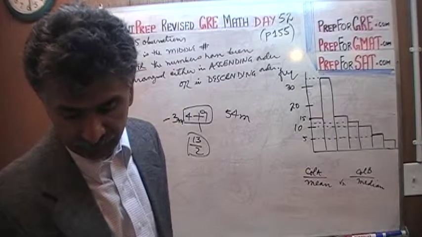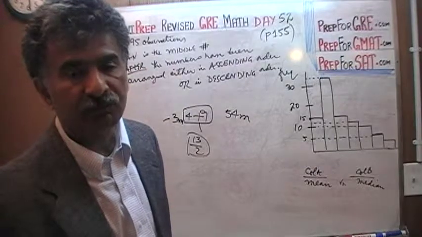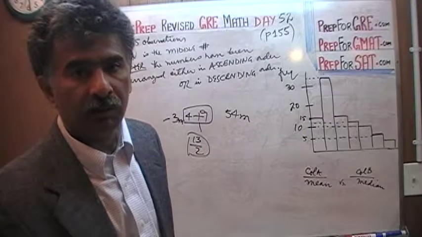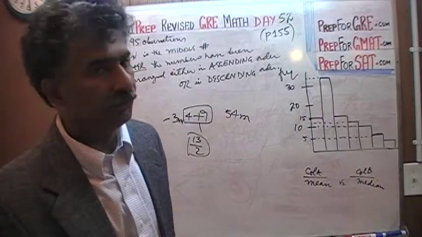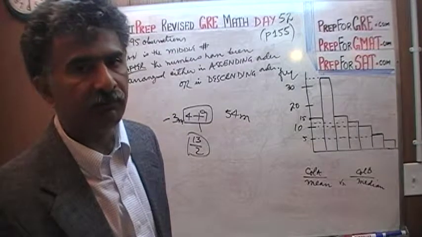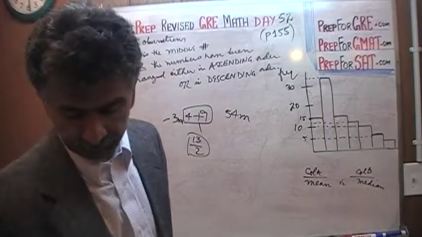Finally, in the very last bar, it looks like they had about 3 observations which were either 31, 32, 33, 34 or 35. There is no way of knowing what these exact observations are. All we know is that they were somewhere between 31 and 35. That's what the bar shows.